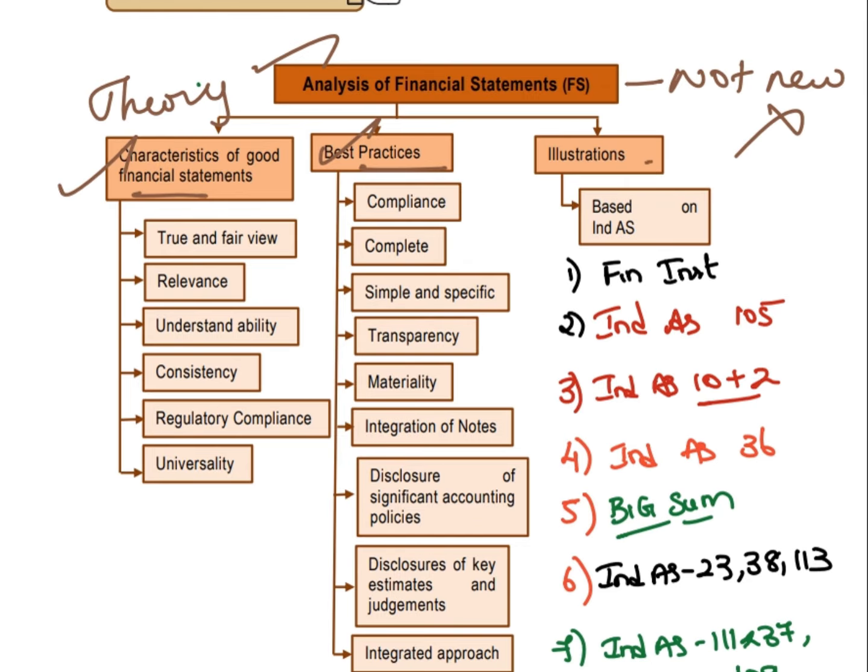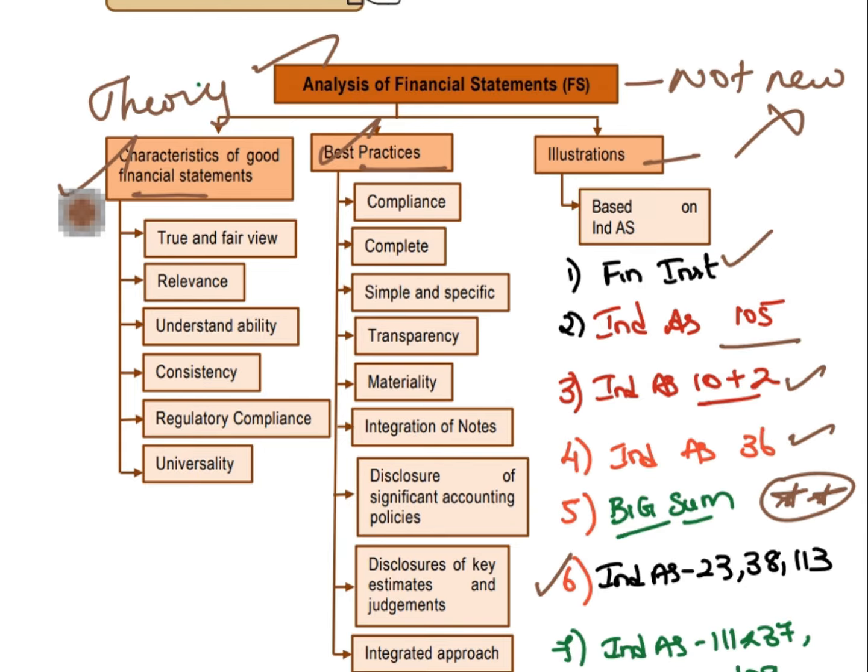Apart from that, this is the illustration. In the illustration there are totally 7 questions. The first question is based on financial instruments. The second question is Ind AS 105. The third question is Ind AS 10 plus Ind AS 2, a mix of both. The fourth question is about impairment. The fifth question is a big question. This one you have to practice at least once.